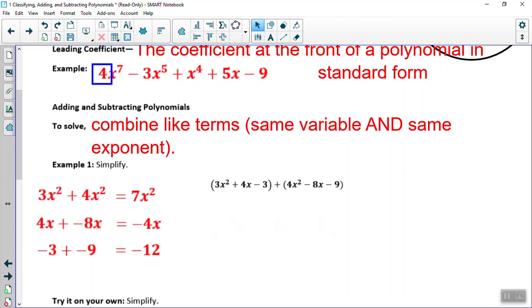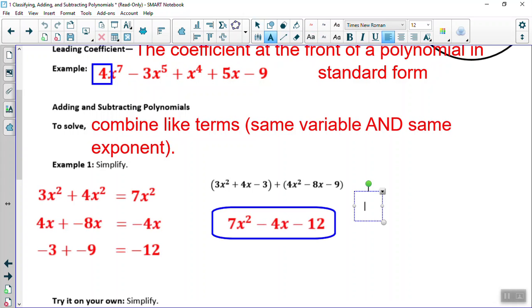Now we can take these three terms, they're all different. This is a quadratic term, a linear term, and a constant term. We can now put it all together as one polynomial. It would look like this. And based on the number of terms, we would call this a trinomial. And it's to the second degree. So this is a quadratic trinomial. So I'm just going to put that over to the side.